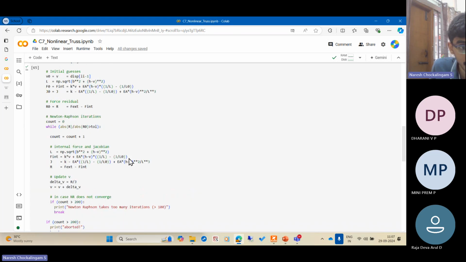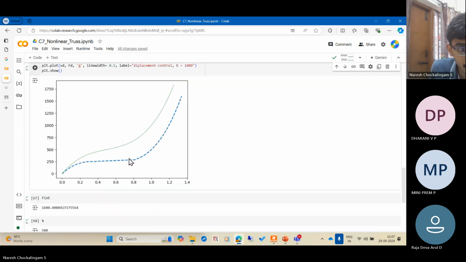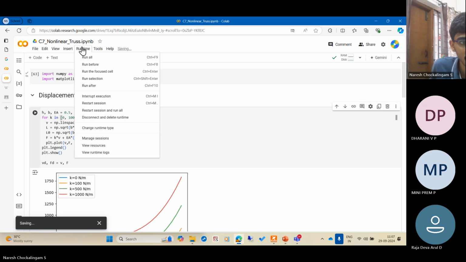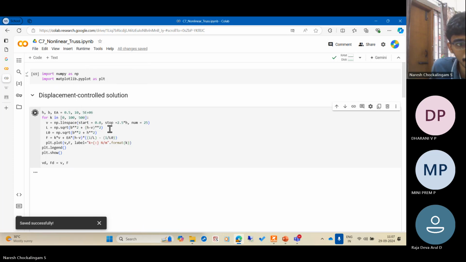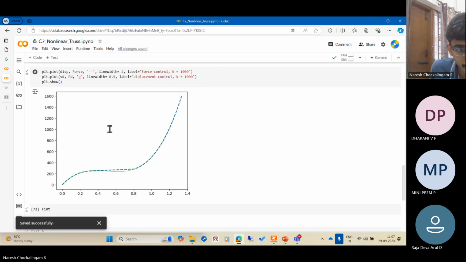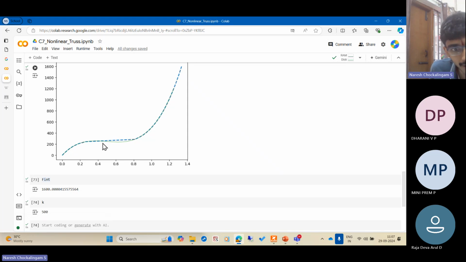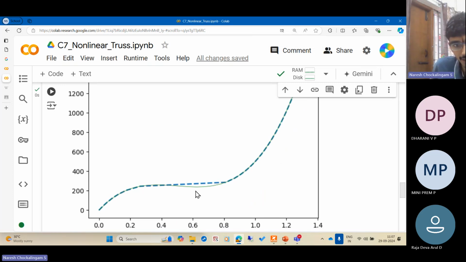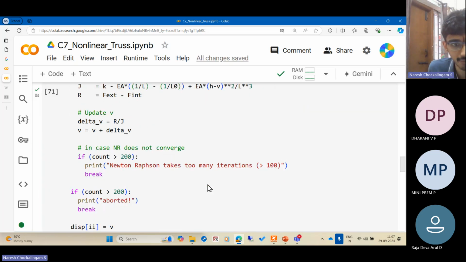Now this has to stop at 500, right? So I'll turn that on. You can see what is happening here. There is a difference in force, a difference between the force control and the displacement control solution. We'll also see why the difference is coming.